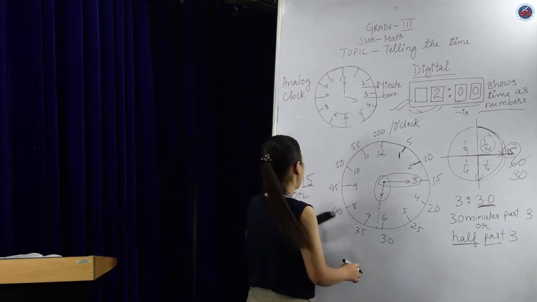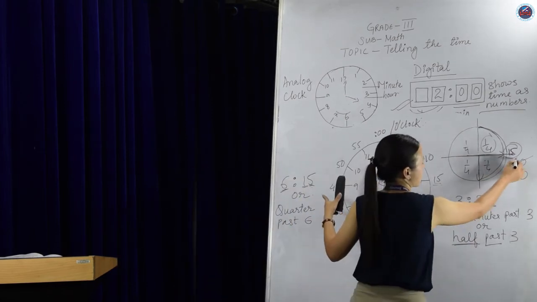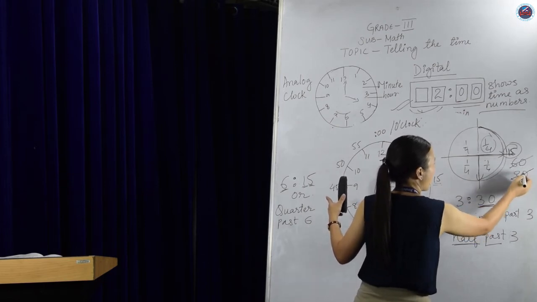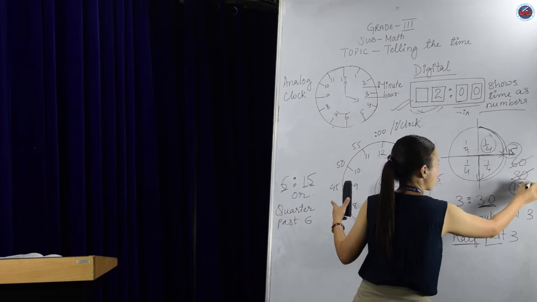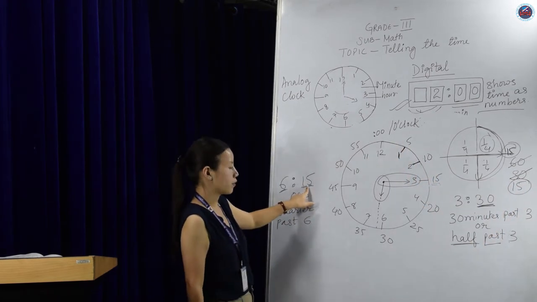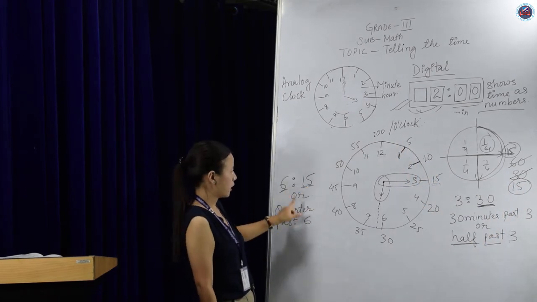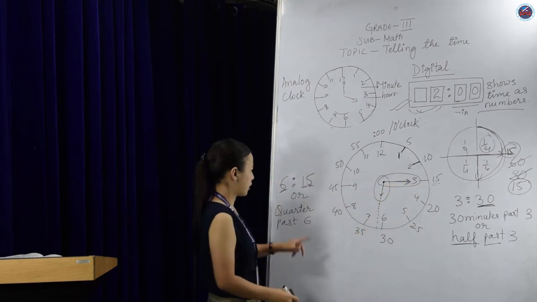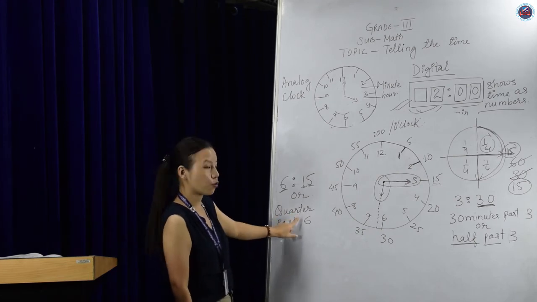So, quarter past. Half of 60 is 30, we know that, right? So if we make it into half again, half of 30 is 15. So this is your quarter. So remember, 15 minutes, that is quarter past 6. Now when your long hand points at 3, it means it's quarter past.